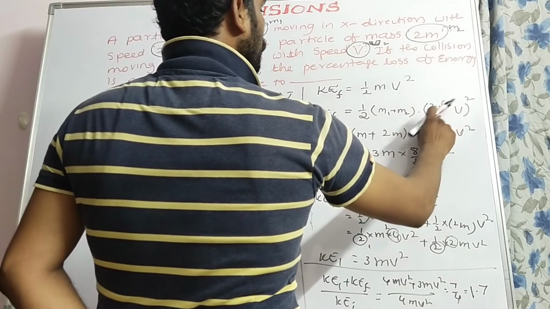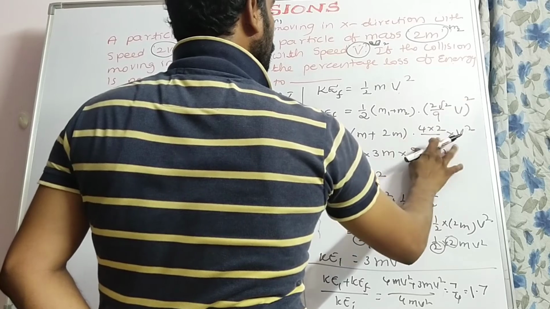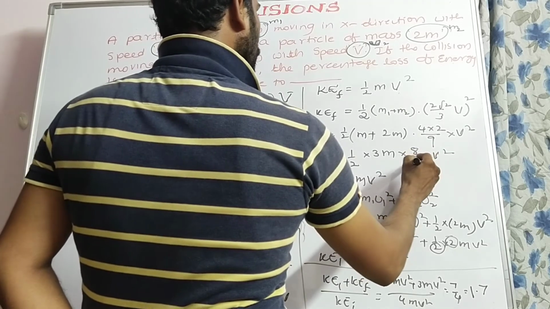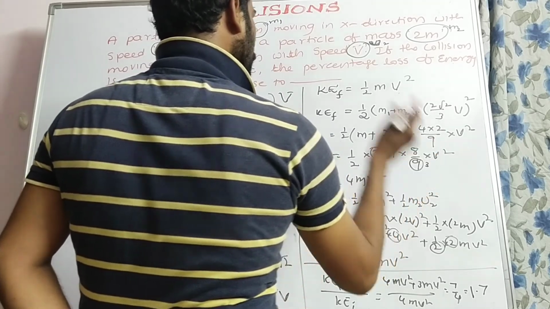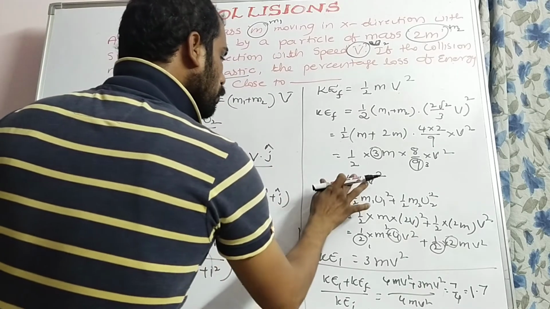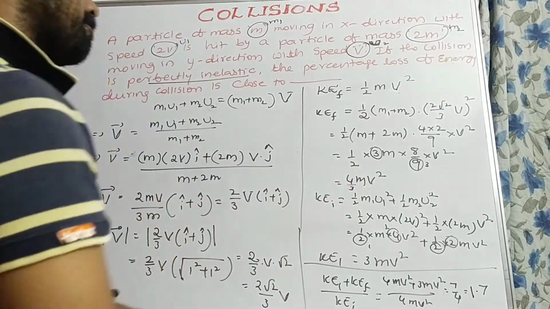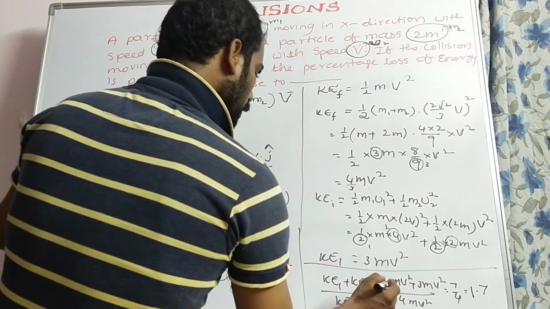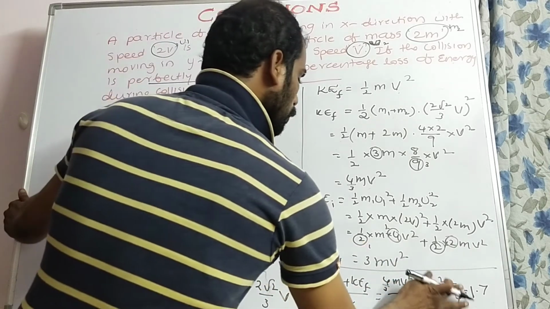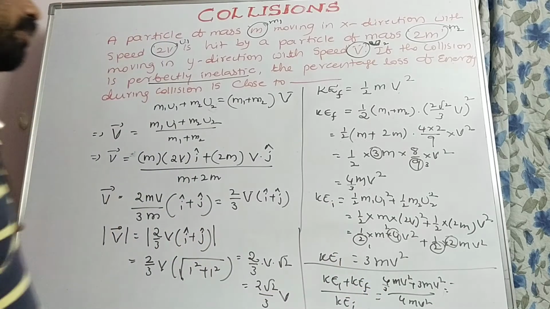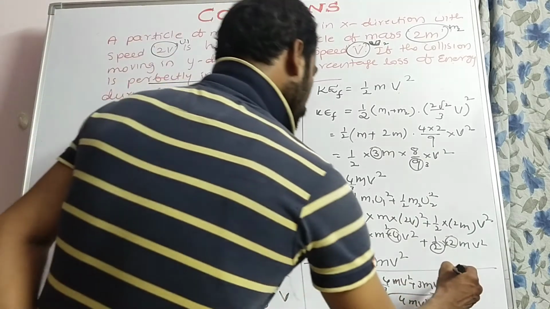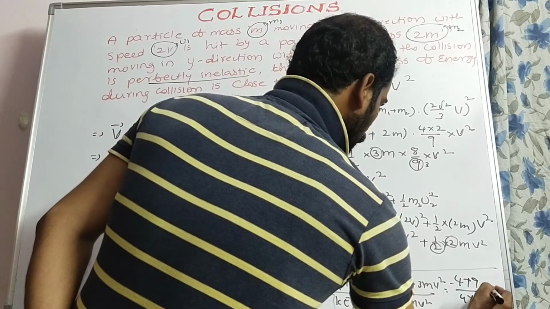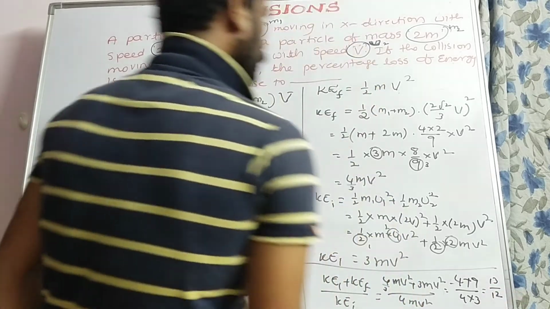See, 2 by 3, it's 9. 3 ones 3, 2 fours, that is 4 by 3. So we have 4 by 3 mv square here. mv square gets cancelled. 4 plus 9 by 4 into 3. That is equal to 13 by 12.